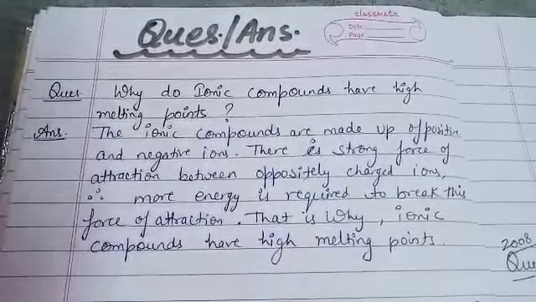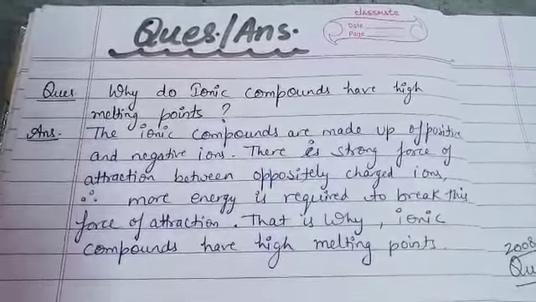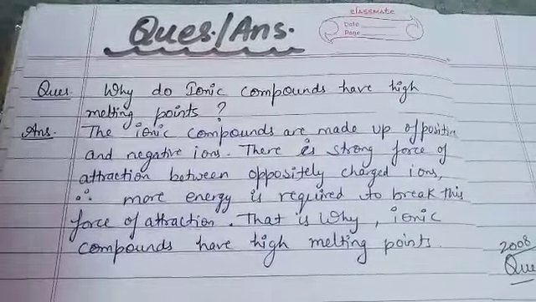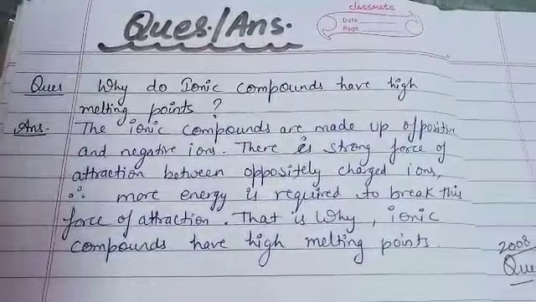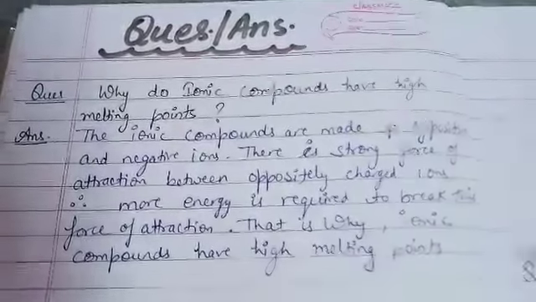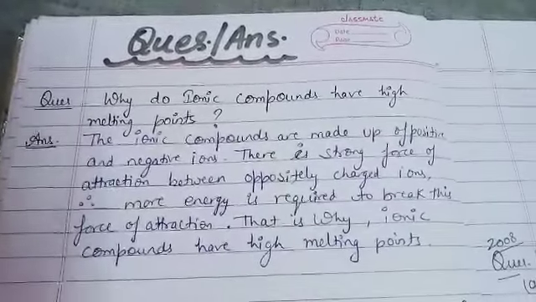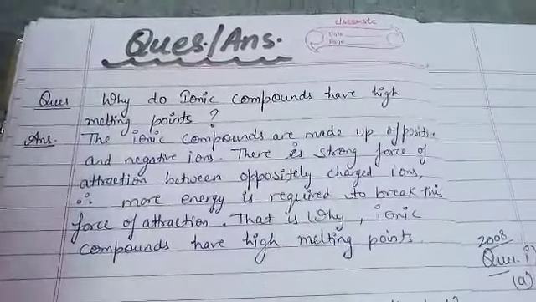Okay, now in the earlier video you have learned about types of bond, either covalent bond or ionic bond. The coordinate or dative bond is not in your syllabus; we will study that in higher classes. Now in case of ionic bond, what about the physical properties of ionic compounds? That also you have learned.